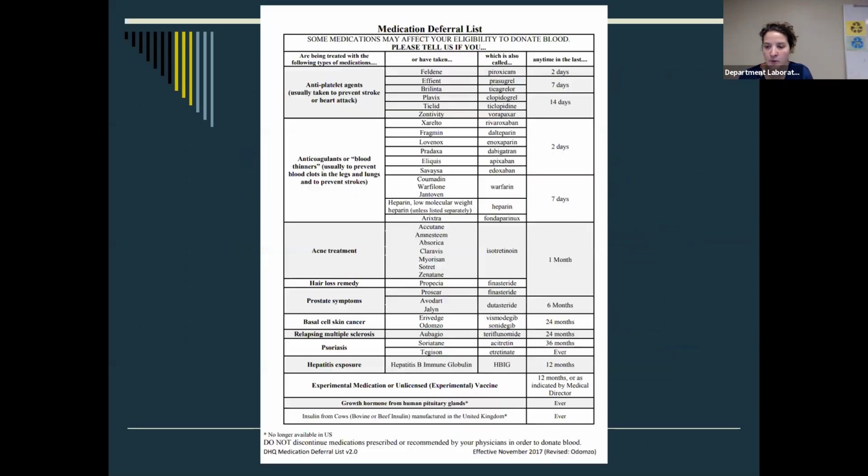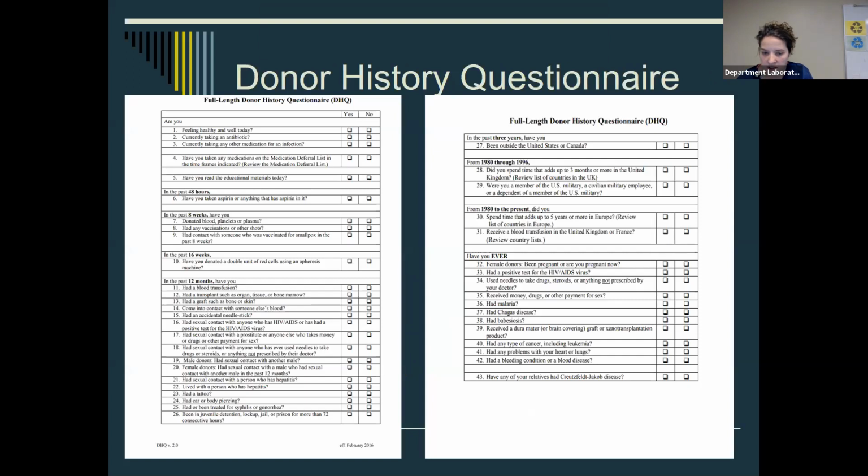And just to give you an example of how that would come into play: male donors who had sexual contact with another male, and female donors who had sexual contact with a male who had sexual contact with another male in the past 12 months. If your donor answered yes to either of those questions, it used to be a permanent deferral. As of May of 2016, FDA recommended that it could be a 12-month deferral. So those are some changes that can occur, and that would be an example of an indefinite deferral versus a permanent deferral.